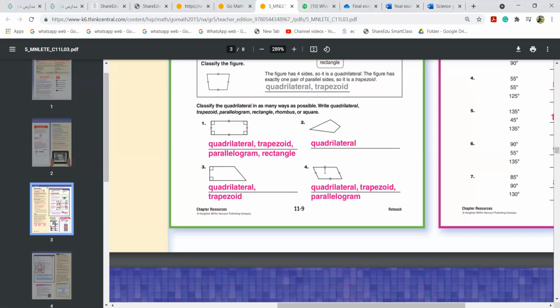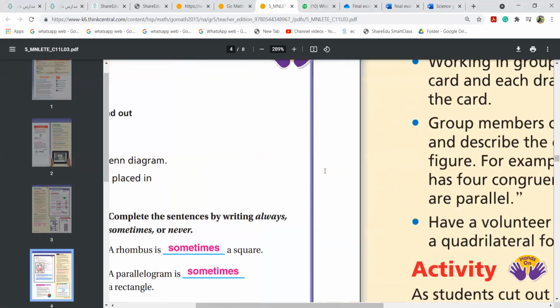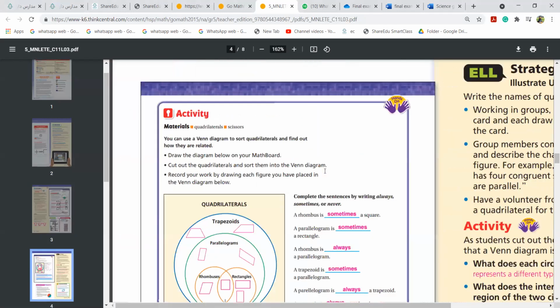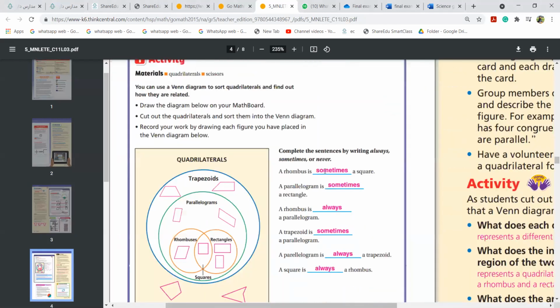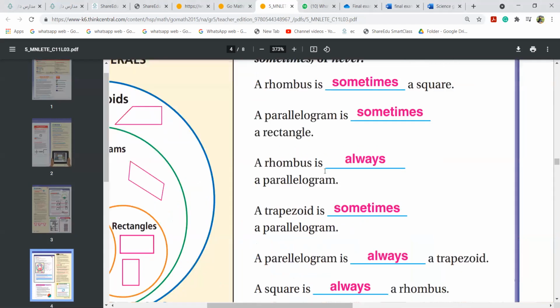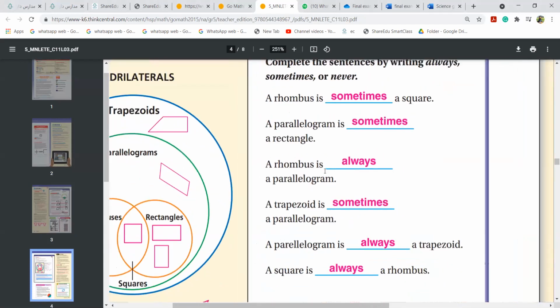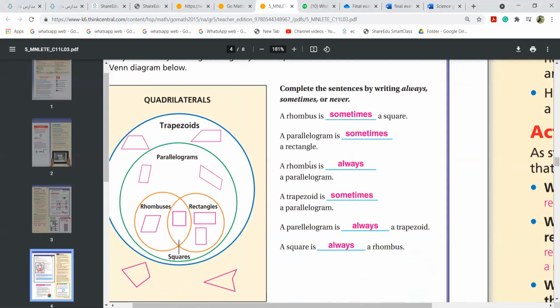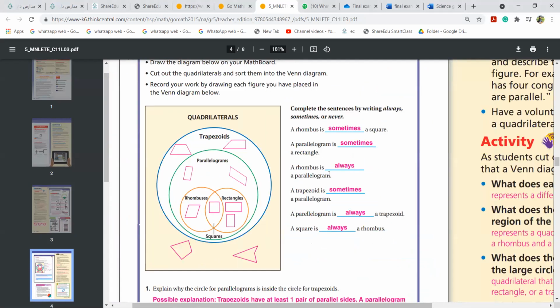Again, now coming to the down part, because this lesson is not in your quizzes, not in the test, but it's very good to know that a rhombus is sometimes a square, a parallelogram is sometimes a rectangle, a rhombus is always a parallelogram, a trapezoid is sometimes a parallelogram. Everything, girls, you need to write and you need to draw this. I will give you time, don't worry.